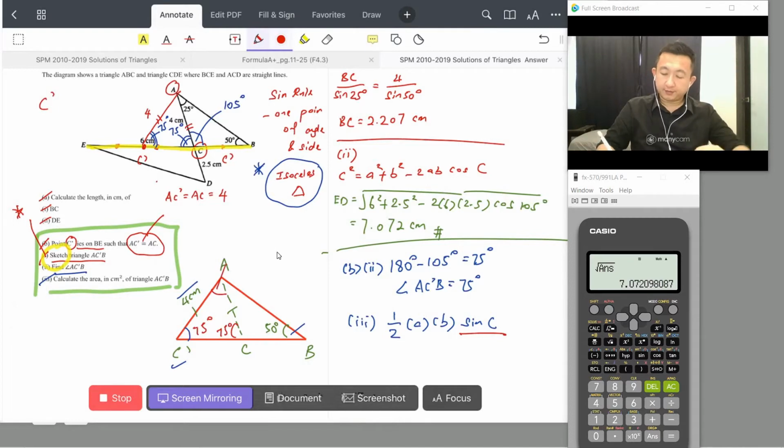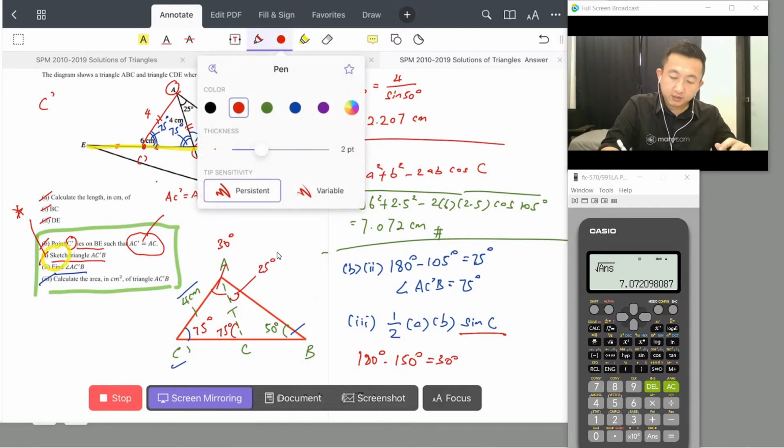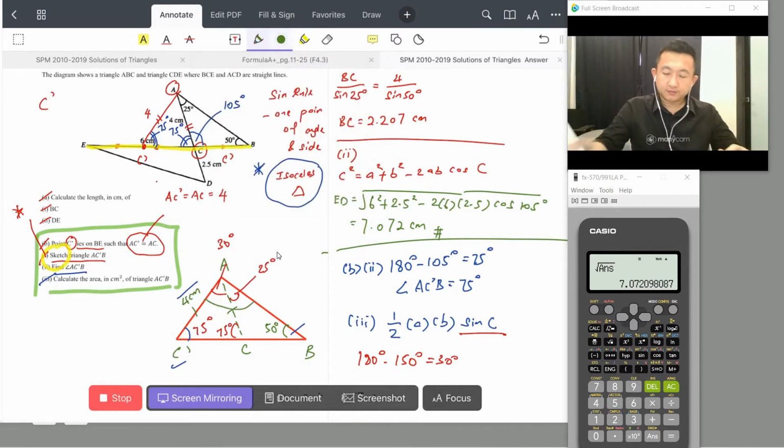This will be 180 minus 150, you have 30 degrees, this is 25. Okay, so together you know that this is 55 degrees, and this is 4 cm. Do you know about this length AB? No, we know BC, we know DE. We have to find the length of AB first.